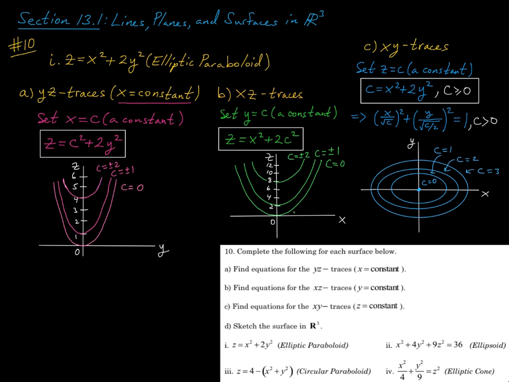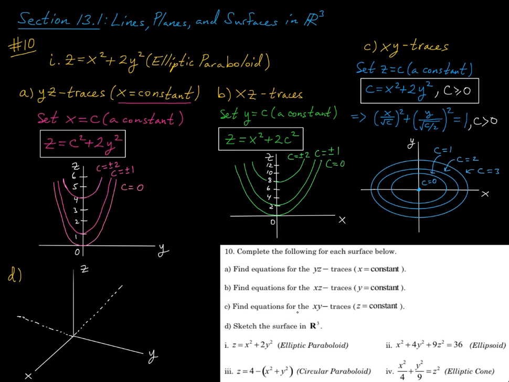Okay, so now what we want to do for part D is to sketch the surface in R3. And we want to do this using these traces that we've described in parts A through C. Now the idea here with the traces is that these traces really are cross sections of our surface. So if I go back to part A, if I set x equal to a constant, I'm really describing a plane. So for example, if I set x equal to 0, I'm really describing the YZ plane. So the YZ trace when C is 0, which again is this parabola z is equal to 2y squared, that's describing the cross section, or in other words, the intersection of our surface with the YZ plane.